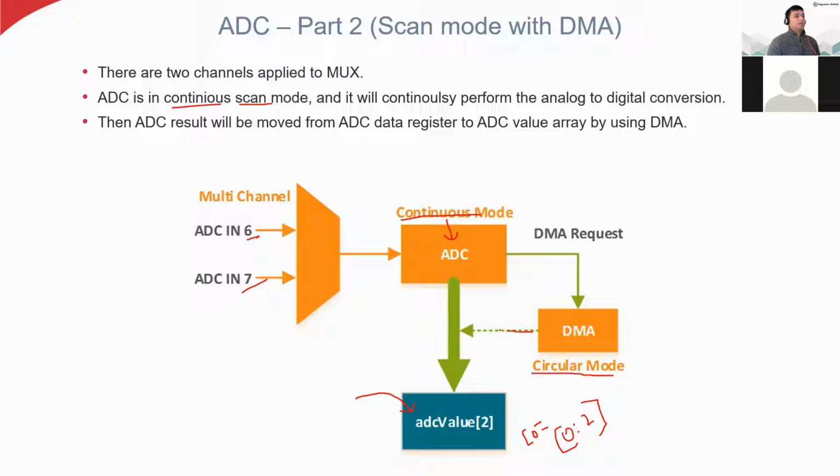And then this DMA controller is helping the ADC to transfer the data from the ADC to this memory. So this is what is happening here in this scan mode with DMA operation. The ADC is in the continuous scan mode, and it will continuously perform the analog to digital conversion. The ADC result will be moved from the ADC data register to the ADC value array by using DMA.